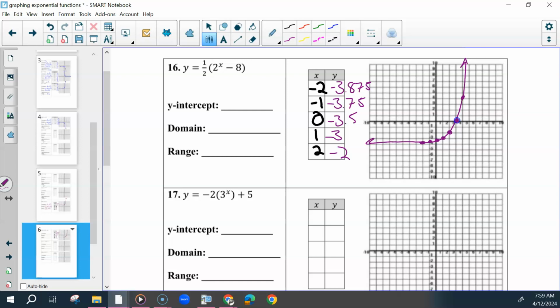What's our y-intercept there? Our y-intercept? Negative 3.5, 0, negative 3.5. Domain is the same, negative infinity to infinity. Our range, what's our lowest point? Negative 4 to infinity.